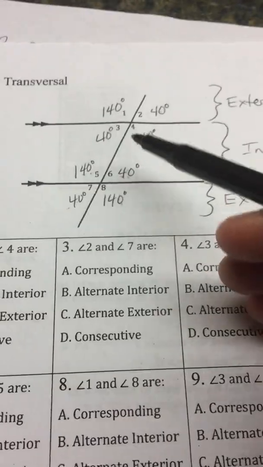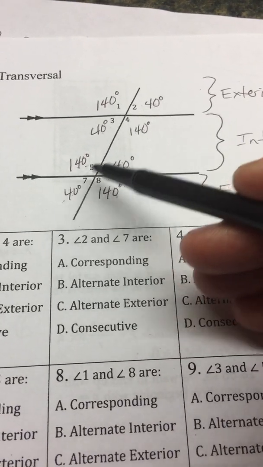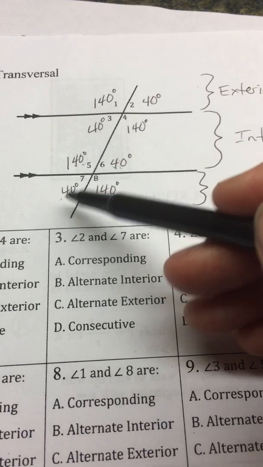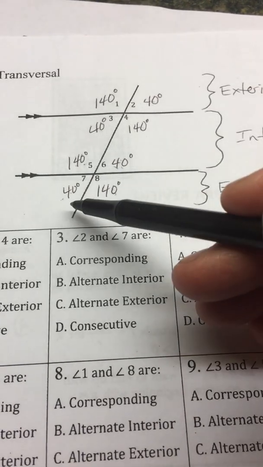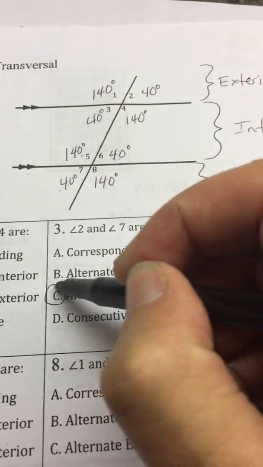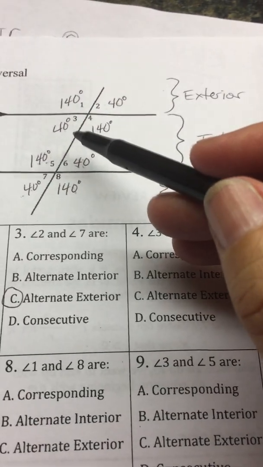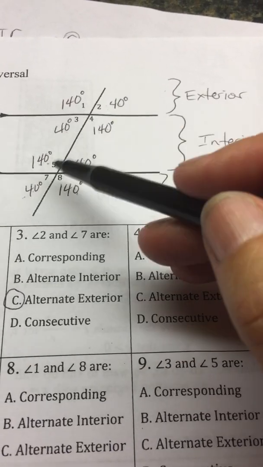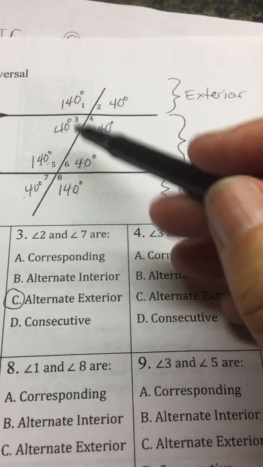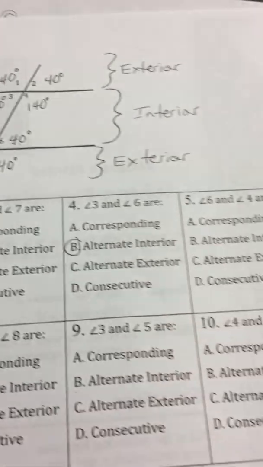Angle 2 and 7. Here is 2 and here is 7. Now, are they on opposite sides of the transversal? One's on the right, one's on the left. Are they both exterior and exterior? So alternate exterior angles. That's this one, C. This one is 3 and 6. Here is 3 and there is 6. They're both interior. They're both between here. And are they on opposite sides of the transversal? Yes, so those are alternate interior angles.